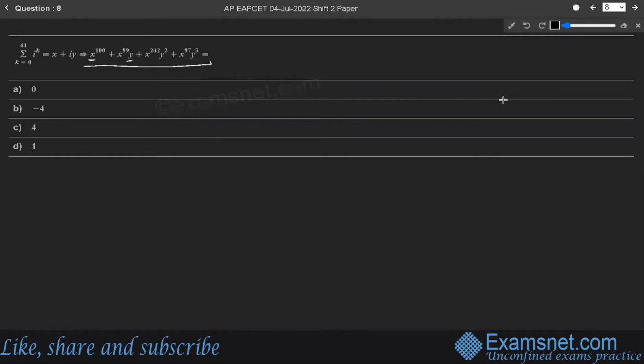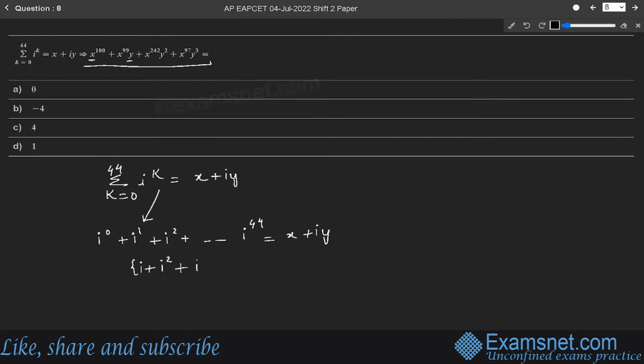So first, let us write the term given in the question, which is summation of k equal to 0 to 44, i to the power k is equal to x plus iy. Now, i to the power k can be written as i power 0 plus i power 1 plus i square plus so on up to i power 44, and this is equal to x plus iy. You can see that this is forming a series: i plus i square plus i cube plus i power 4 plus so on.